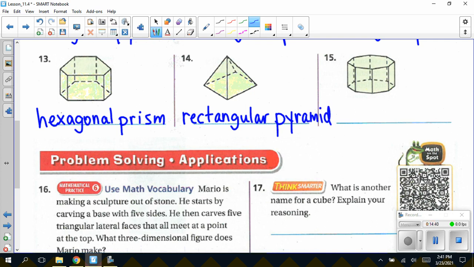And number 15, if I counted all of those sides of my polygon, I do see that there are 8 of them. So octagonal, or octagonal. Oops, that's an O, sorry. And then this is a prism.